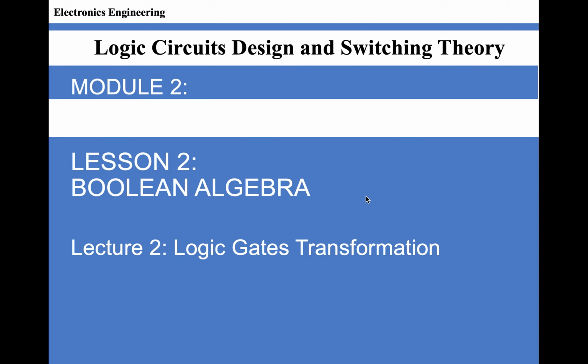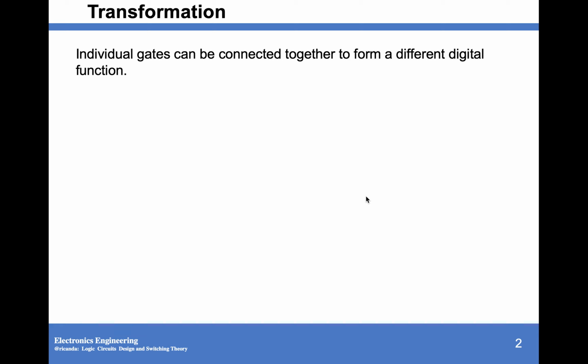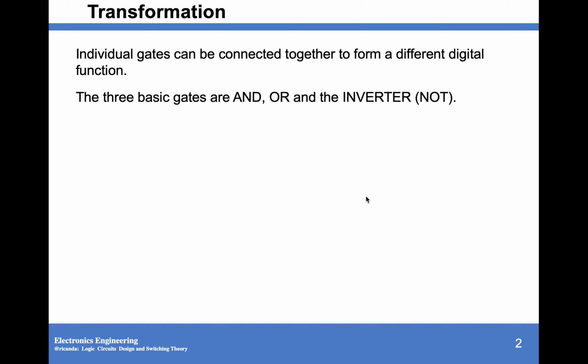Lecture number 2, Logic Gates Transformation under Boolean Algebra. Individual gates can be connected together to form a different digital function. So we have these three basic gates, the AND, the OR, and the inverter or NOT.